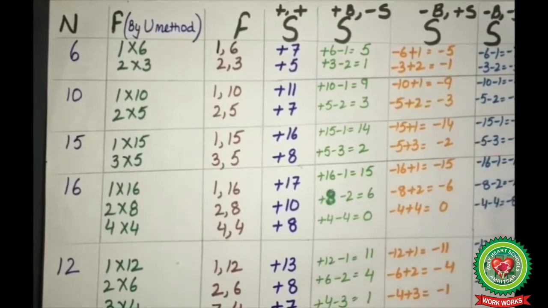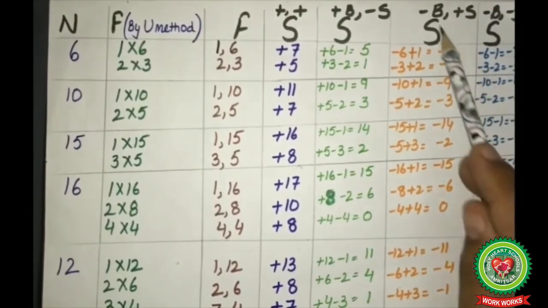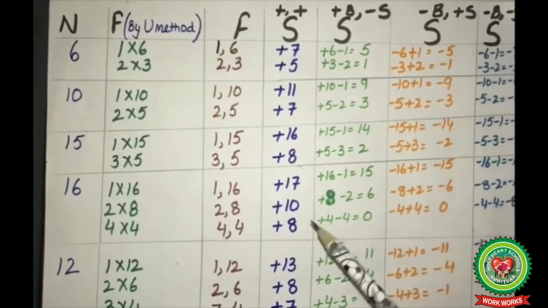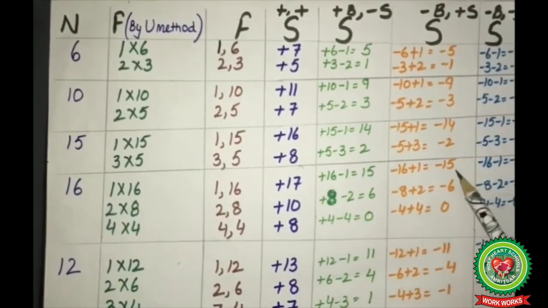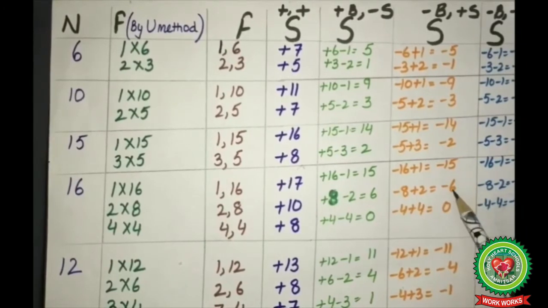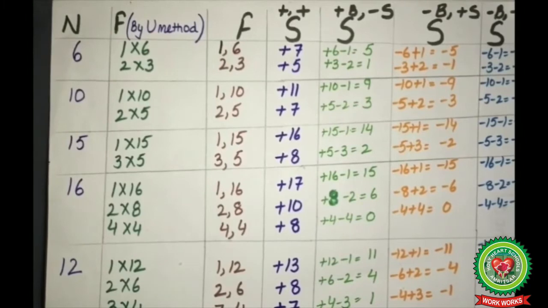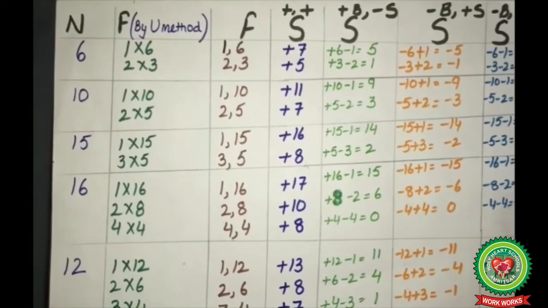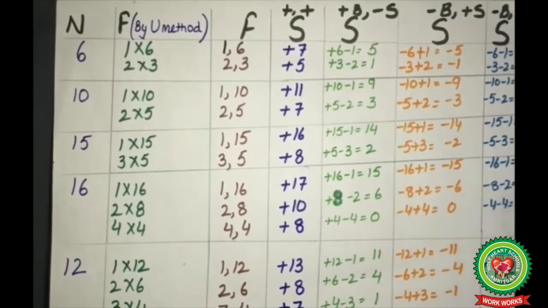In the third case, when the bigger factor is having a minus sign and the smaller factor is having a plus sign, the sum of these numbers will come out to be minus 15, minus 6 and again 0. In the fourth case, when both the factors are having a minus sign, the sum of these numbers will come out to be minus 17, minus 10 and minus 8.